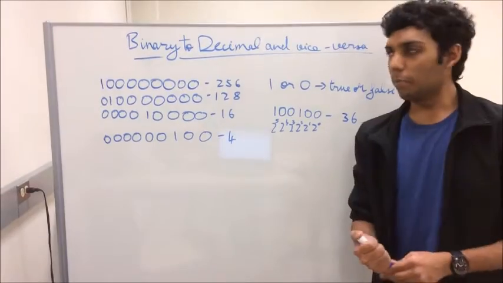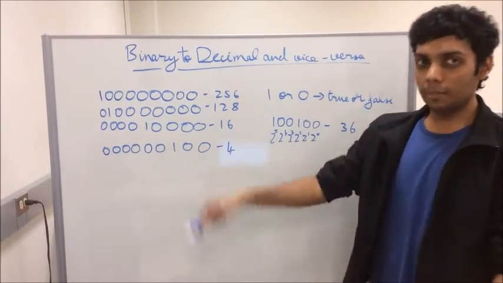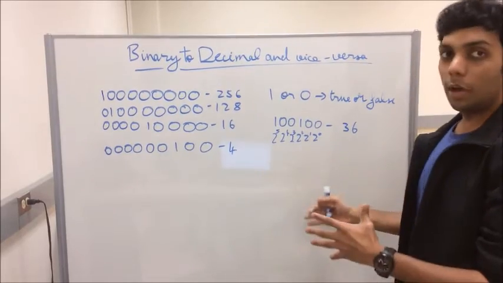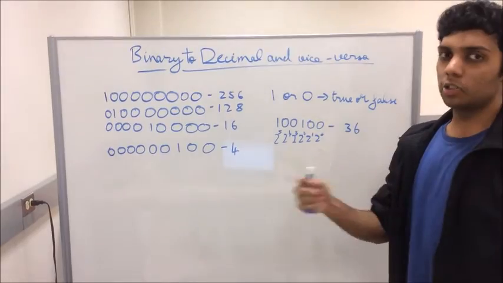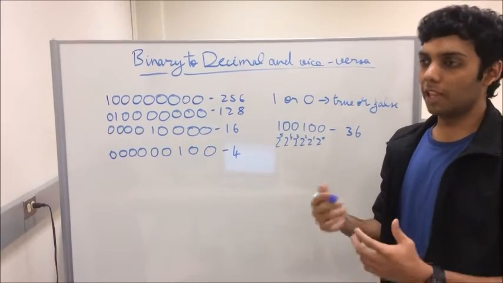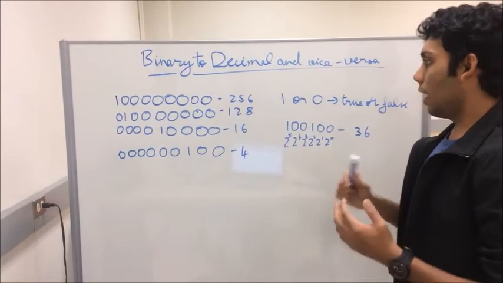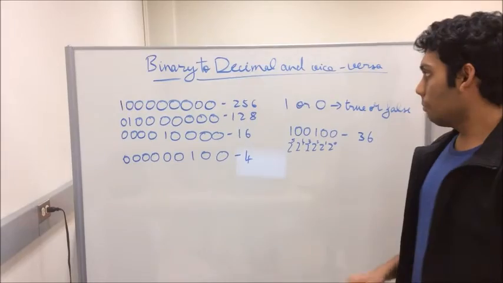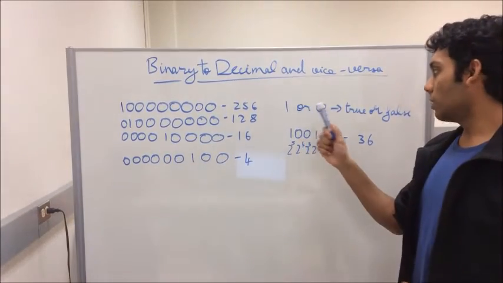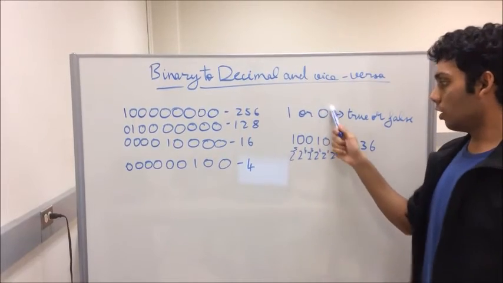So today I'm going to be explaining how to convert binary to decimal and vice versa. So basically this is how it works. Binary means there are 2 numbers, that's 1 or 0, and decimal means there are 10 numbers, that's 0 to 9. And how this works is that in binary numbers, we need to take them as true or false, with true being 1 and false being 0.